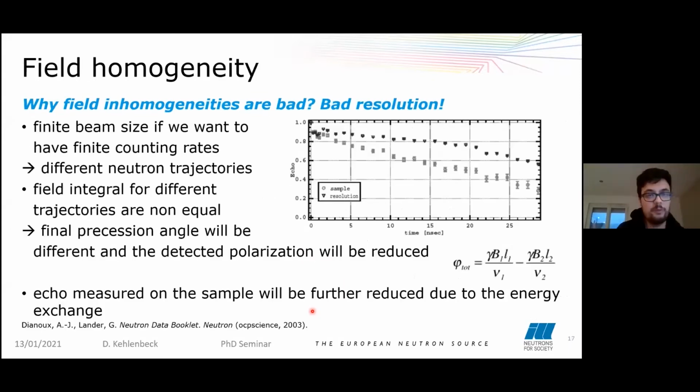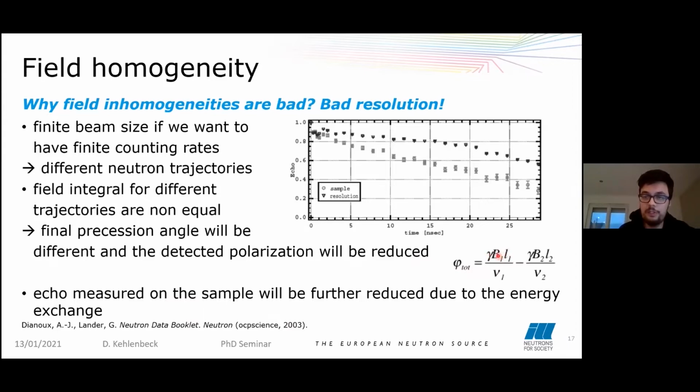So we sum up that inhomogeneities are bad because we are getting a bad resolution. So we need infinite beam size if we want to have finite count rates. And the result of that is that we have different neutron trajectories, and the field integral for different trajectories are not equal. And so the final precession angle will be different in an echo spin application, and the detected polarization will be reduced with this equation.